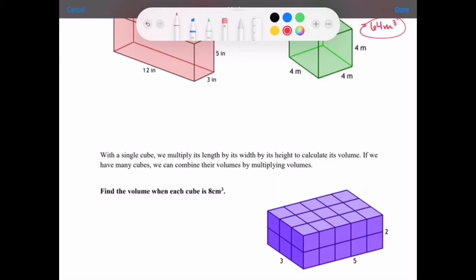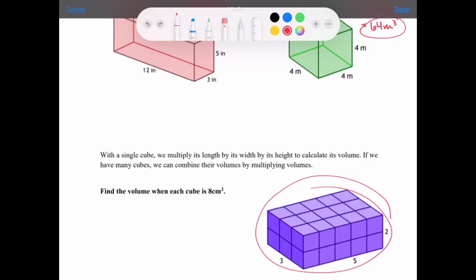All right. So with a single cube, we multiply its length by its width by its height to calculate its volume. If we have many cubes, we can combine their volumes by multiplying volumes. Okay? So this has said, find the volume when each cube is 8 centimeters squared. All right, so this is a weird context, I know, but it's sort of like if I have two boxes next to each other, the volume is both those together. So in all of these boxes, we can just take the volume of each box and find the total volume.